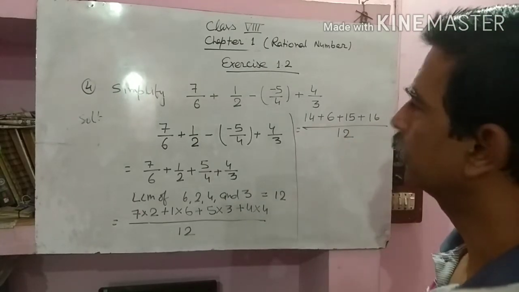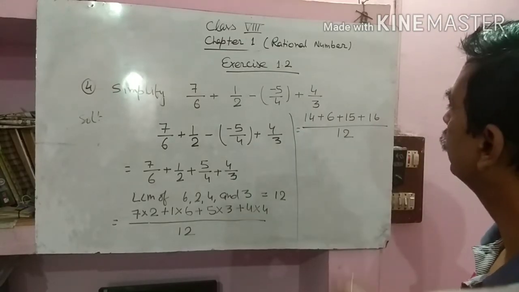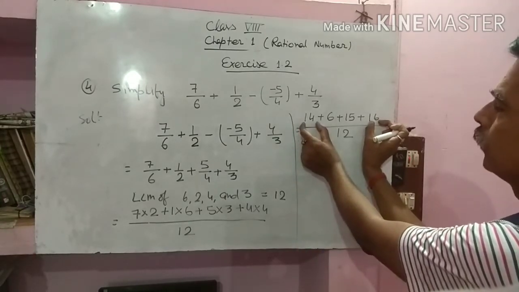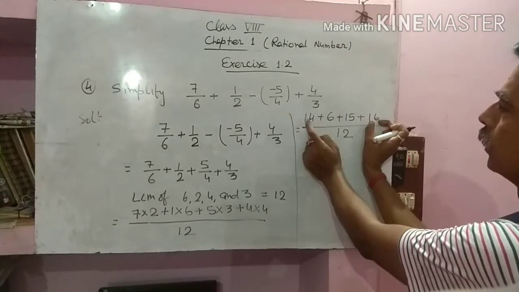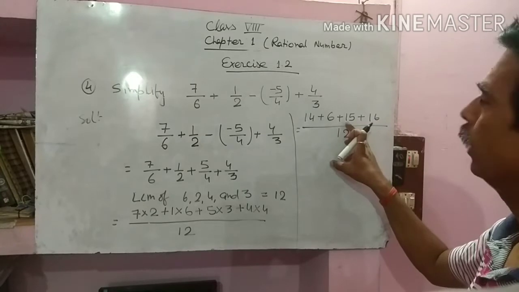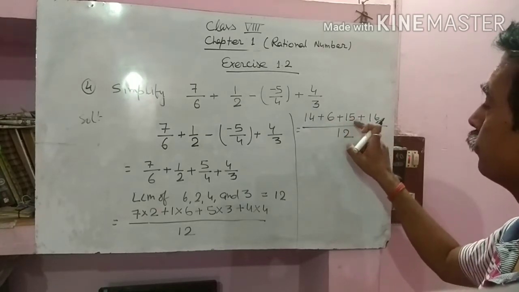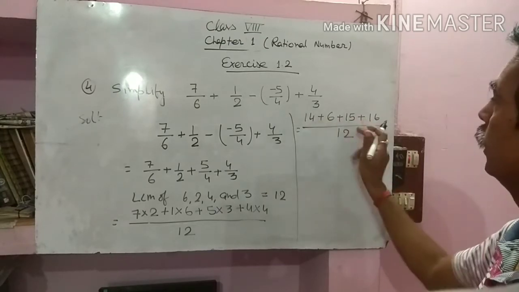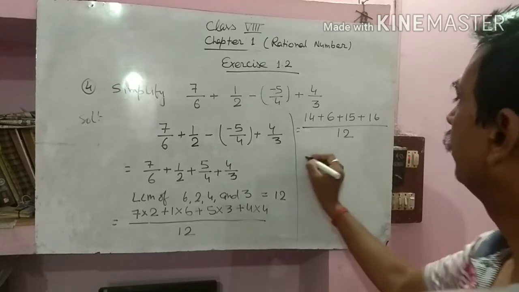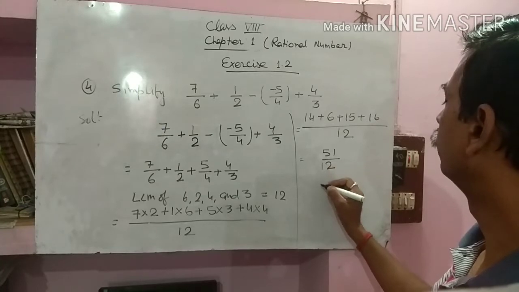To make the mathematics easy, we look for a combination which makes the addition easy. Look here, there is 16 and this one is 14. If you add these two, it becomes 30. Is it? 6 plus 4 is 10, so it becomes 30. Then 30 plus 15 is 45, plus 6. It becomes 51 by 12.